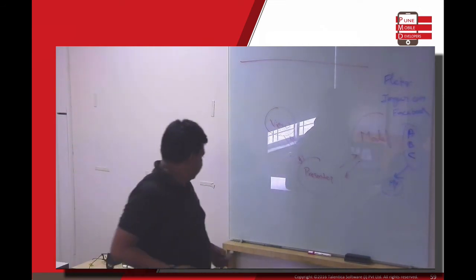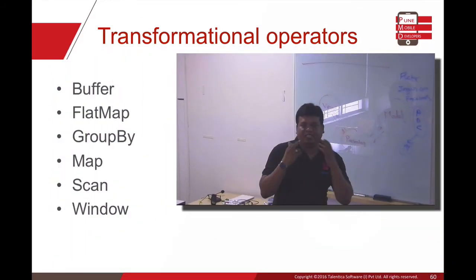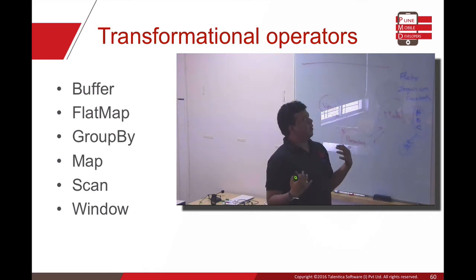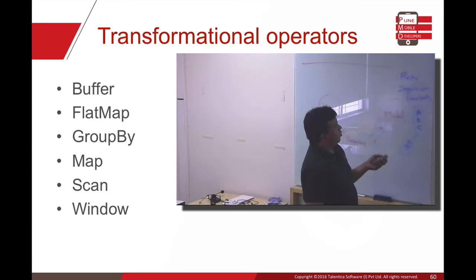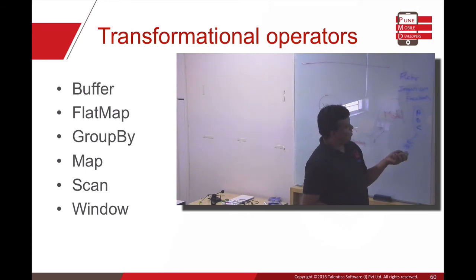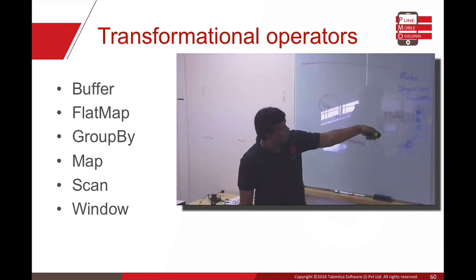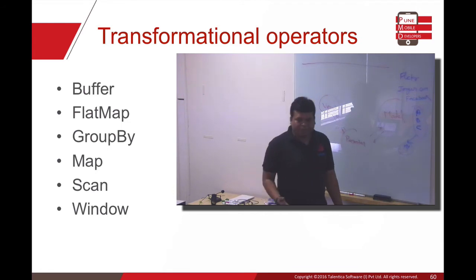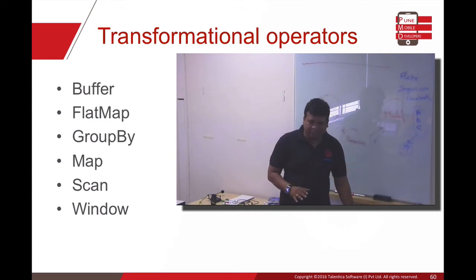Okay, so now let's see this. These are transformational operators. They will transform the type of data. They will transform the observable itself. So buffer, flat map, group by, map, scan, window. There is more. Okay, there's one more, merge. I have not written it here. So there's more; you can read about it. And by the way, reactivex.io is a great source for reading all this. Its documentation is great.